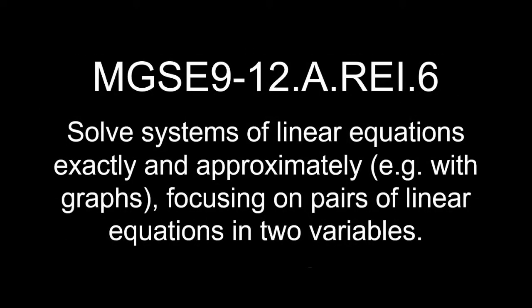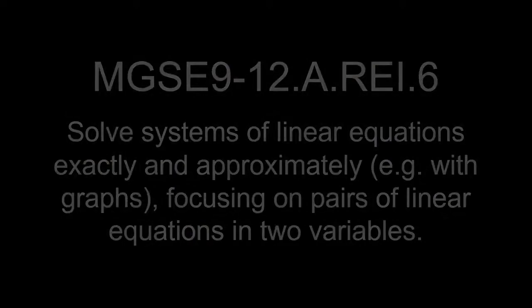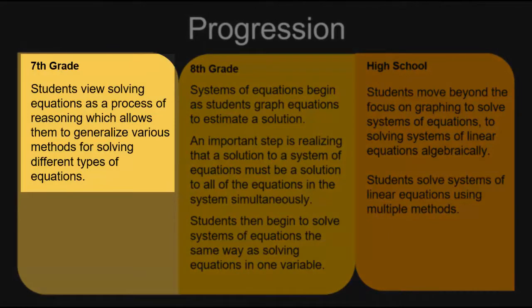This video will discuss MGSE 9 through 12, A, REI 6. Solve systems of linear equations exactly and approximately with graphs, focusing on pairs of linear equations in 2 variables. In 7th grade, students view solving equations as a process of reasoning, which allows them to generalize various methods for solving different types of equations.